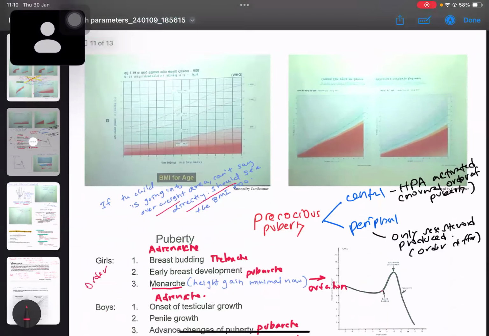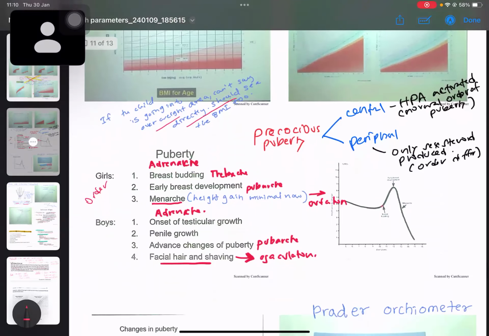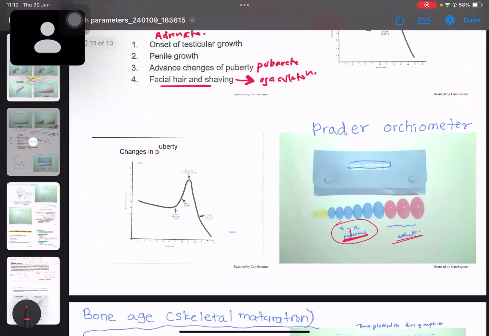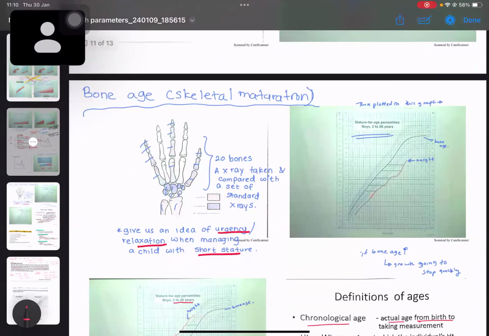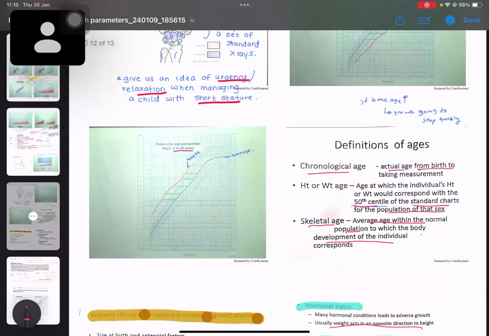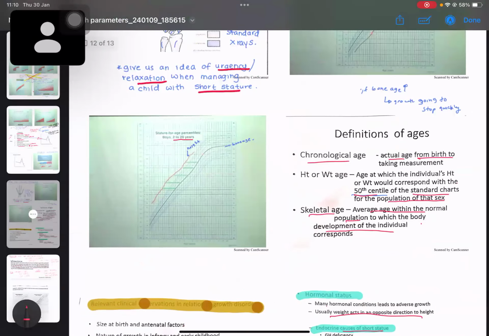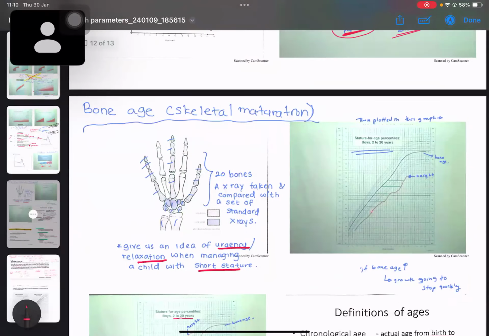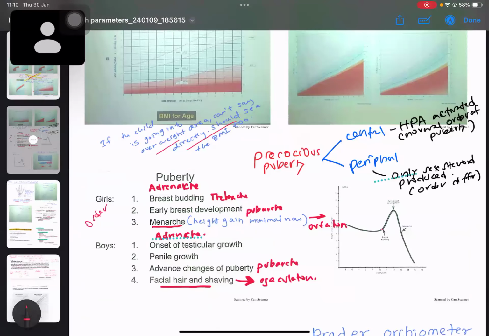Okay, then something about puberty. They won't ask much about puberty changes, but precocious puberty and normal puberty are asked in MCQs. In puberty, for girls and boys, there is an order. You should know the order.